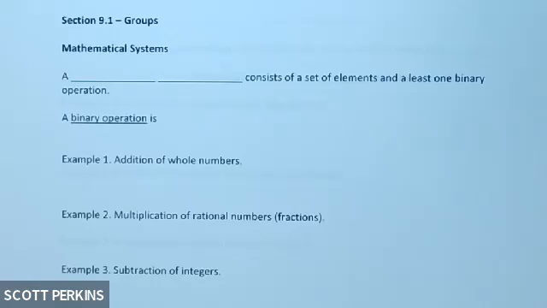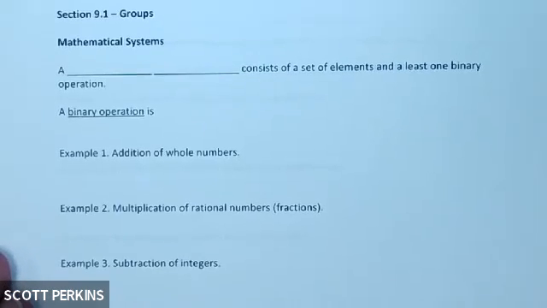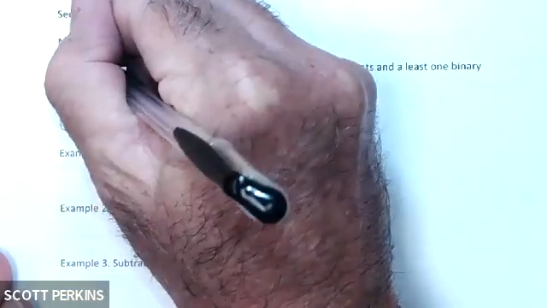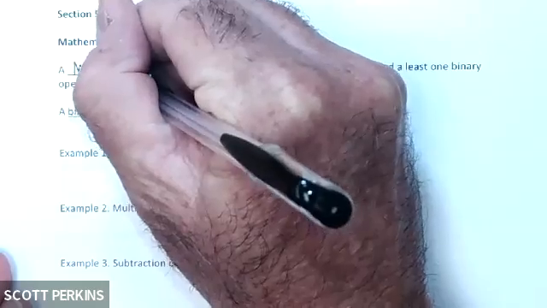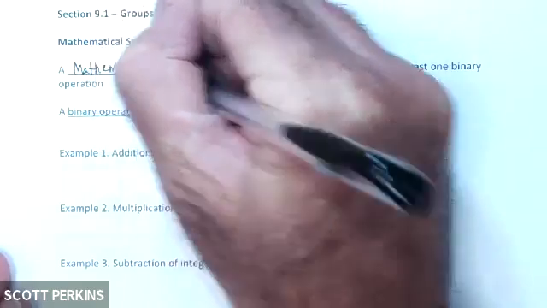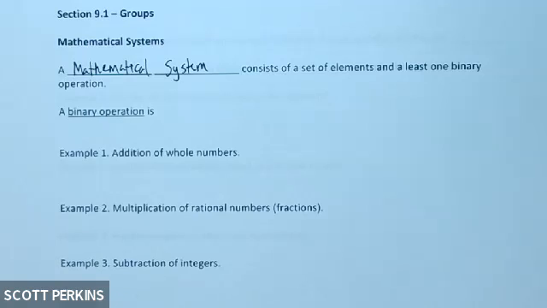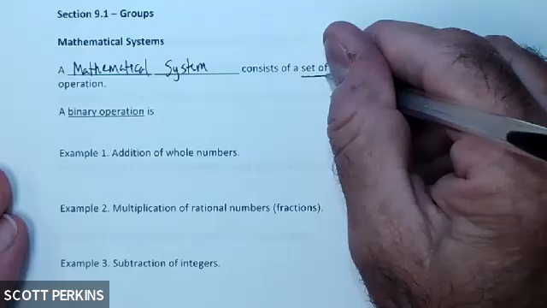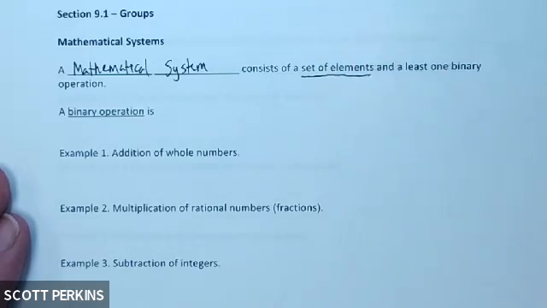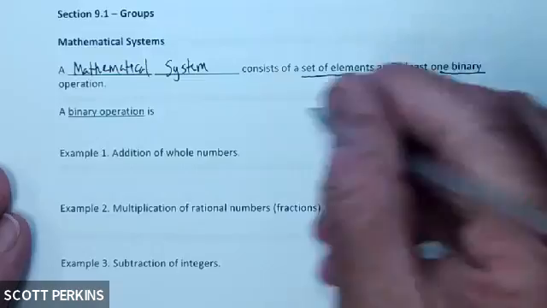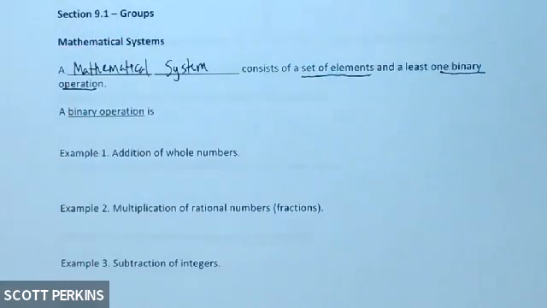Before we talk about what a group is, we have to talk about this first thing. We have a definition. We're going to define something called a mathematical system. So just so that you have something to do, here is a blank. A mathematical system consists of two things. It consists of a set of elements, and it contains at least one what's called a binary operation. I'll define what a binary operation is in just a minute. You know what binary operations are. That's just a fancy math word for something you already know how to do.